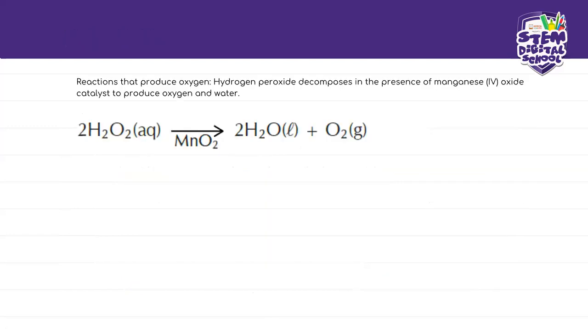So these are reactions that produce oxygen. We've had an example of a reaction that produces hydrogen gas, an example of a reaction that produces carbon dioxide, and now we have a reaction that produces oxygen. Hydrogen peroxide decomposes, so you see what's happening here. Decomposition reactions are ones that are likely to produce oxygen. In the presence of a manganese oxide catalyst, to produce oxygen and water, we have a reaction of this nature. This is a decomposition reaction, okay?